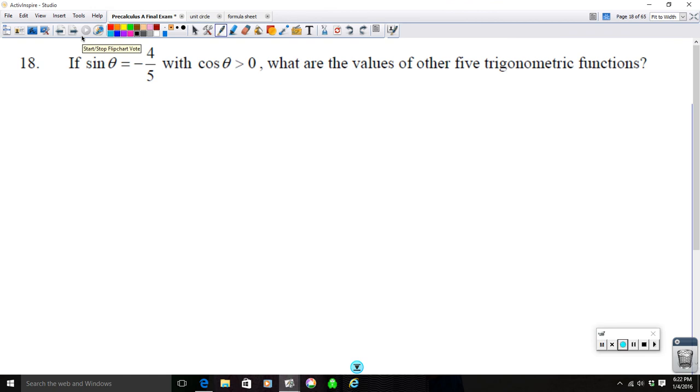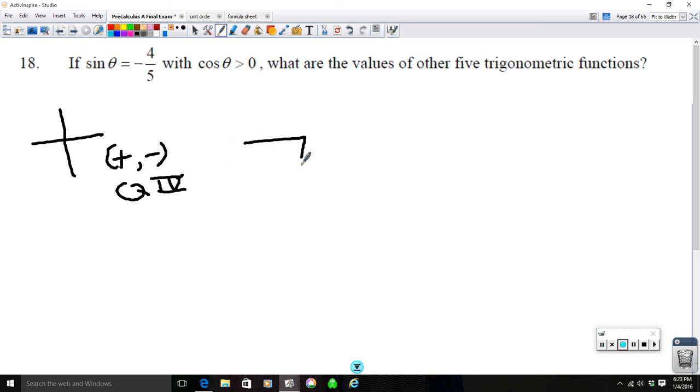Question 17. We are in quadrant number 4 here, since sine is negative. Because remember, each ordered pair, this is a positive and a negative, positive cosine, negative sine. So sine is going to be negative in quadrant 4. So I'm going to draw the reference triangle in quadrant number 4. And we know that sine is opposite over hypotenuse. So this is negative 4 over 5.